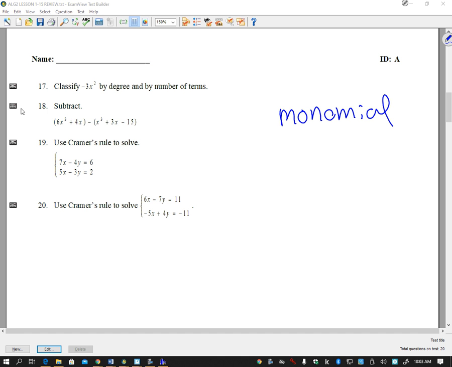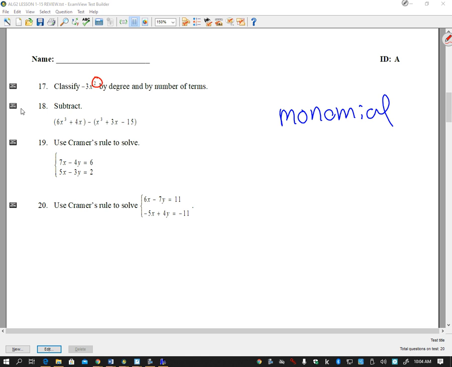No, it'll be wrong. It's a monomial. There's a reason that we learn those terms, okay? Now, by degree is the 2, right? 2 tells me it is quadratic. 2 tells me it's quadratic. It is a quadratic monomial.